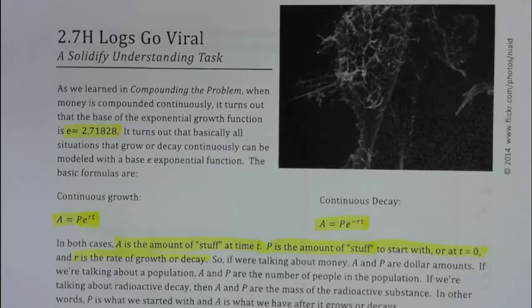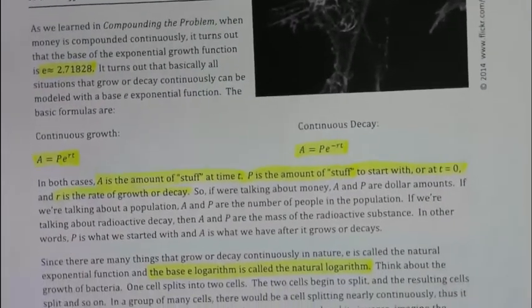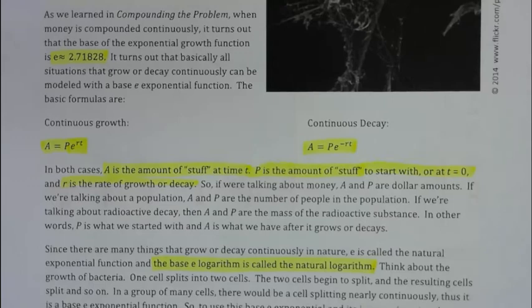And this can be used in a lot of different situations. We could use continuous growth or decay to talk about money, compounding interest, like we talked about yesterday. We could talk about populations of people. We could talk about radioactive decay. We could talk about animals or cells splitting as they are kind of growing continuously.